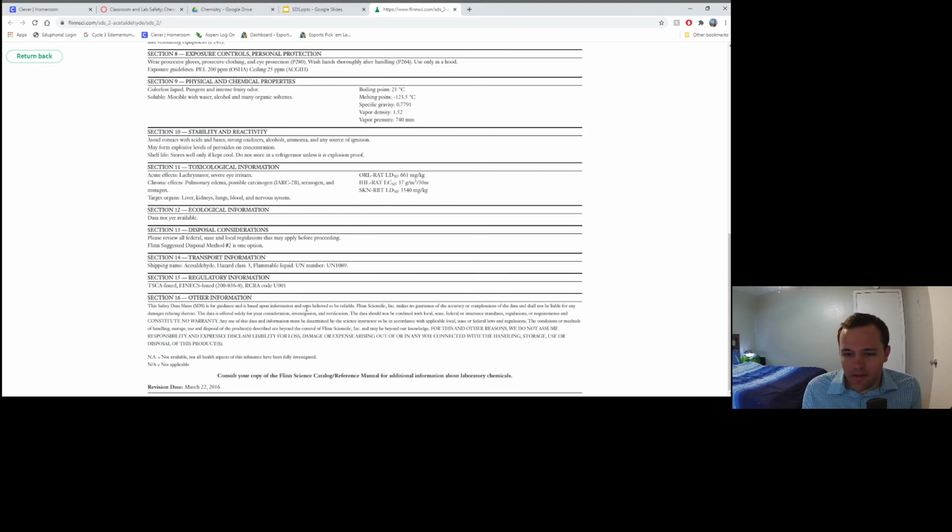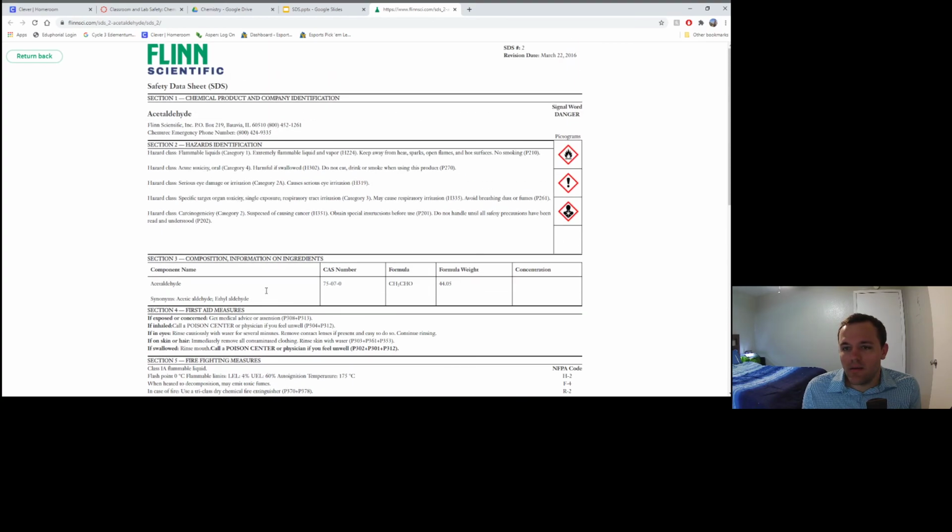All right, and then the regulatory information and all this isn't really important for y'all. But that is the general overview of this safety data sheet. The most important section that you're going to look at is section 2, because that's where all of these hazards are going to be contained. So you know exactly what you're getting into when you use this type of chemical.